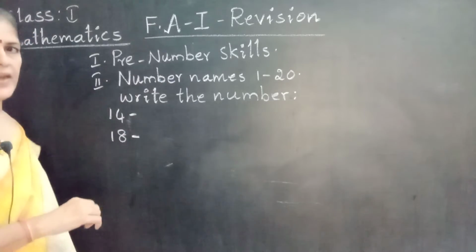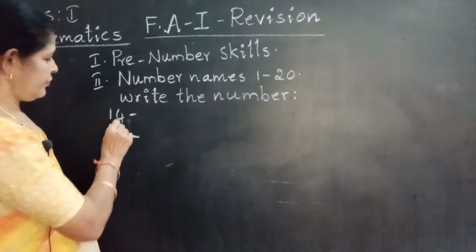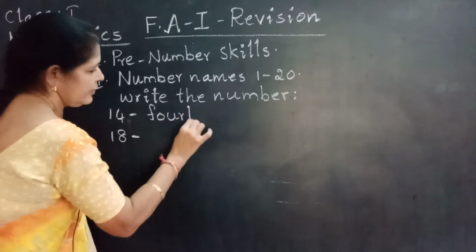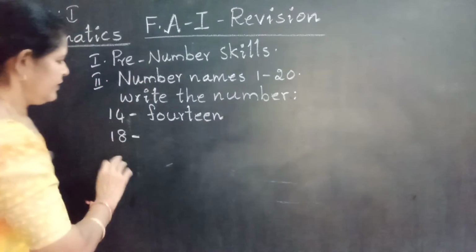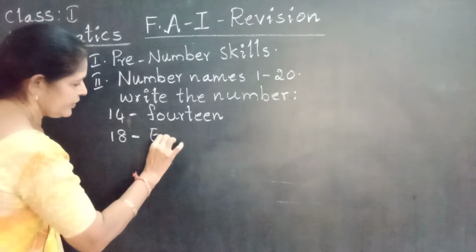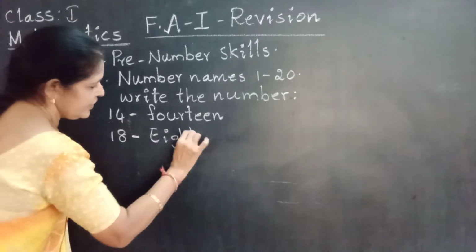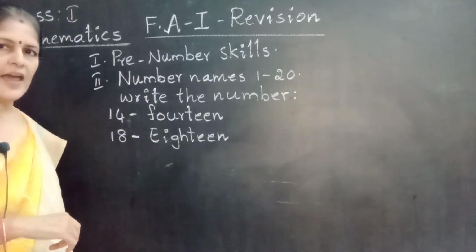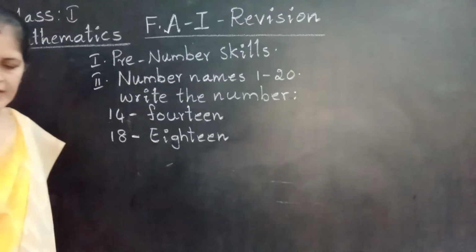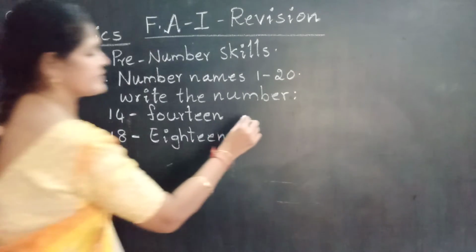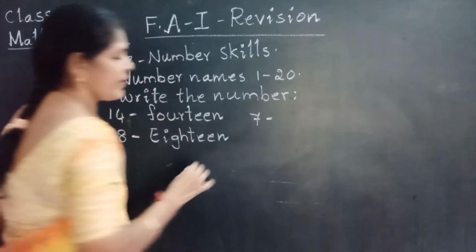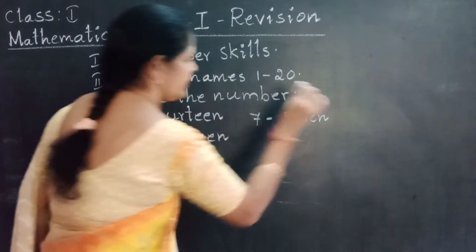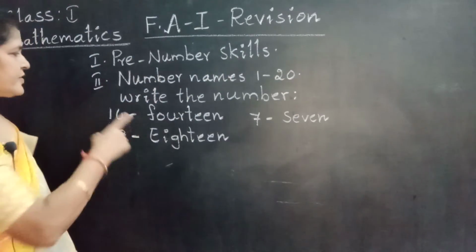How to write the number name? What is the spelling of this number? F-O-U-R-T-E-E-N. Next, 18. E-I-G-H-T-E-E-N. These are number names. Okay. Next one. Another number. Suppose I am going to give this number. How to read that? 7. Write the spelling. S-E-V-E-N. 7. Okay. This is going to second Roman.